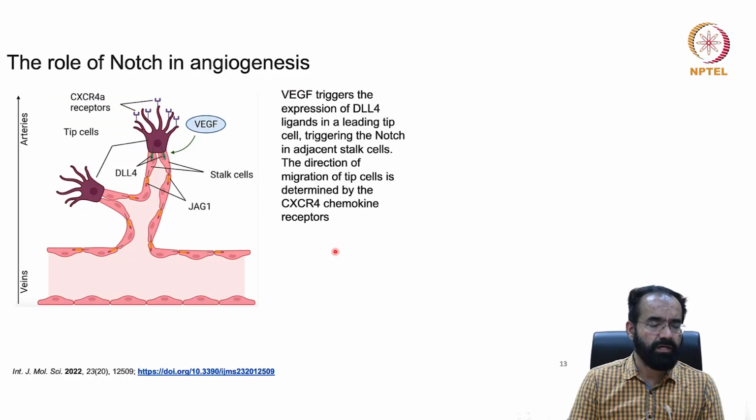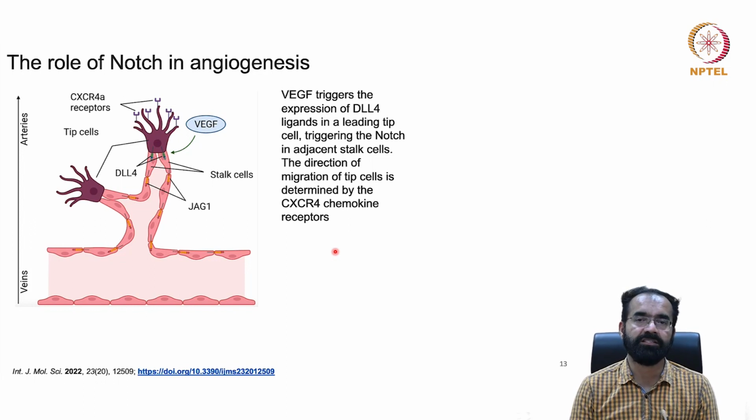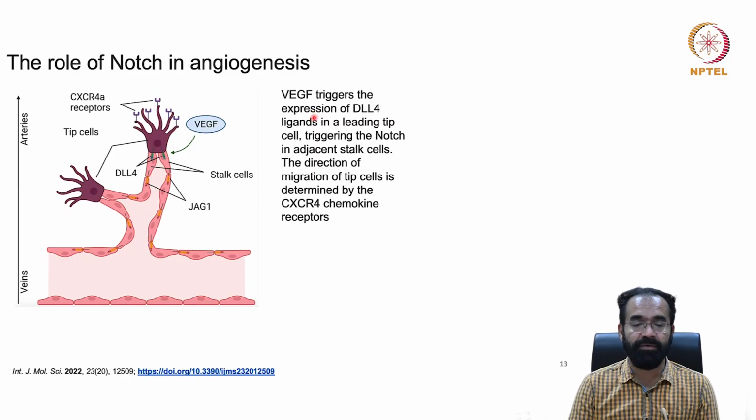And if you look at notch signaling in angiogenesis, we all know angiogenesis is a necessary step in every regeneration, because angiogenesis is nothing but formation of new blood vessels, for which the endothelium comes into picture. Endothelial cells have to proliferate, then assemble into blood vessels. This is how the blood vessels are formed. VEGF is an important angiogenic factor, vascular endothelial growth factor.